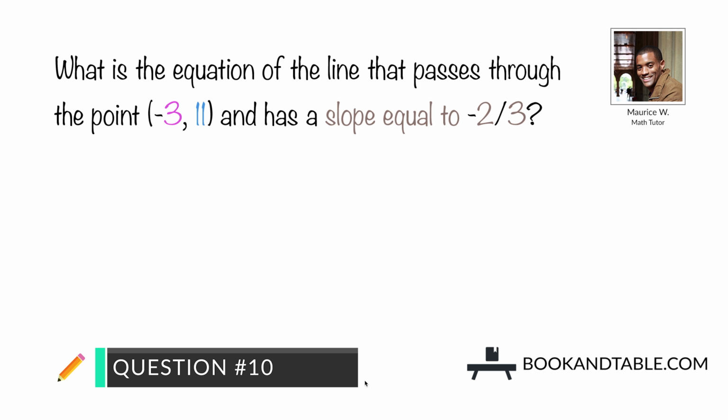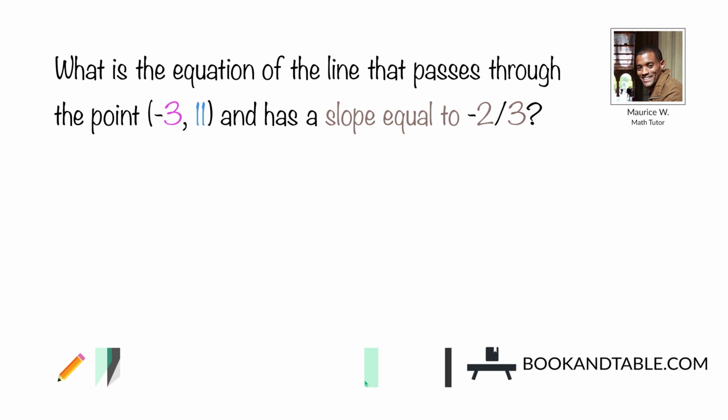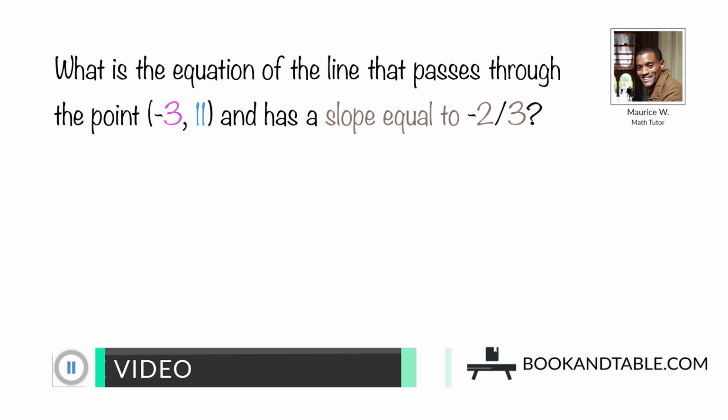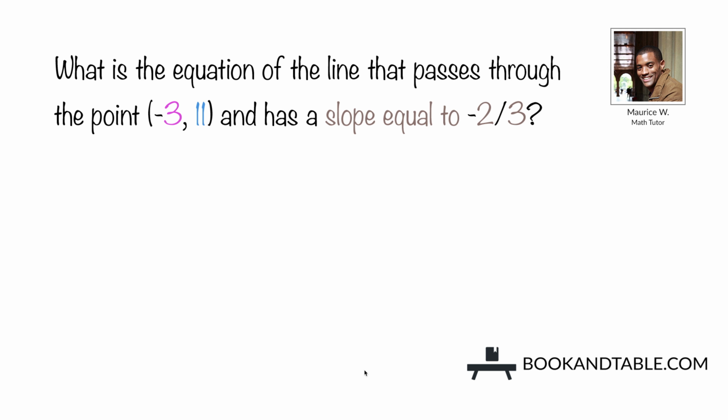Question number 10. What is the equation of the line that passes through the point -3, 11 and has a slope equal to -2/3? Pause the video, answer this question, and then press play when you are ready to begin.